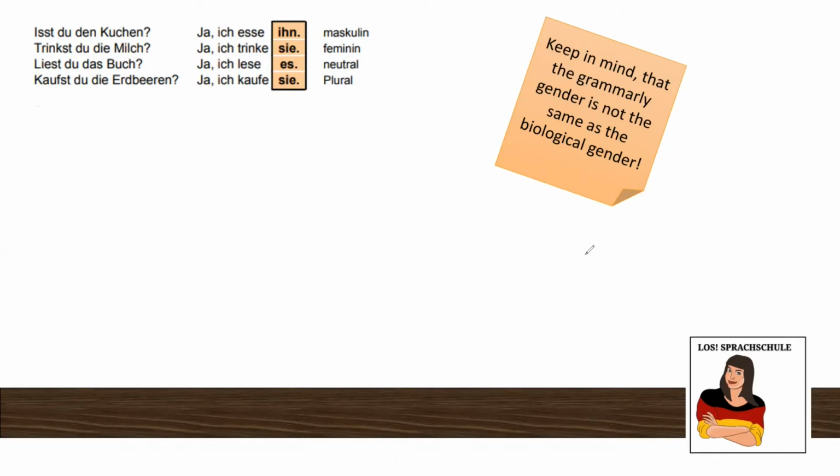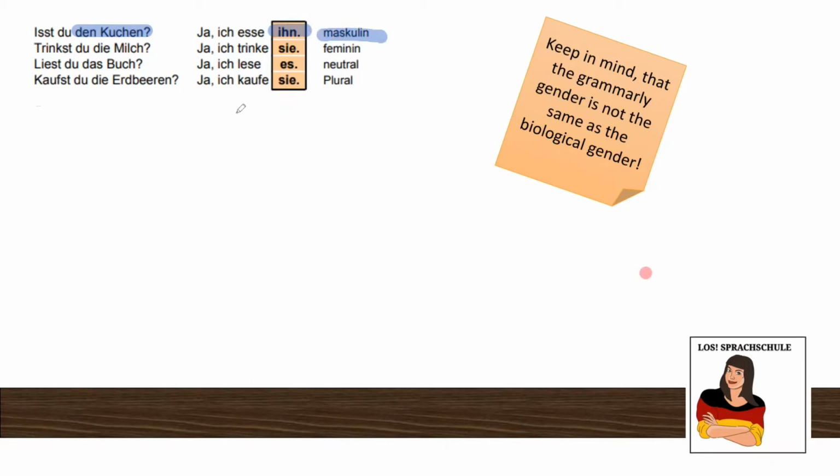Ja, ich esse ihn. Do you eat the cake? Yes, I eat it. Den Kuchen, this is what we did last week. You can check it out if you need to refresh it. Der Kuchen in Accusative becomes den Kuchen. And if we want to substitute the cake, we will use ihn, masculine.